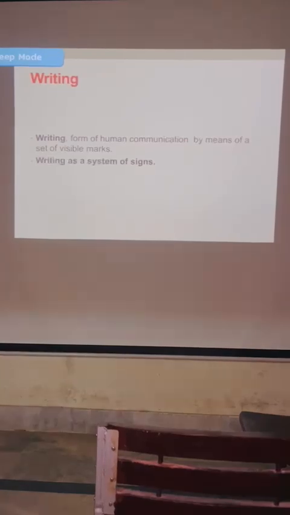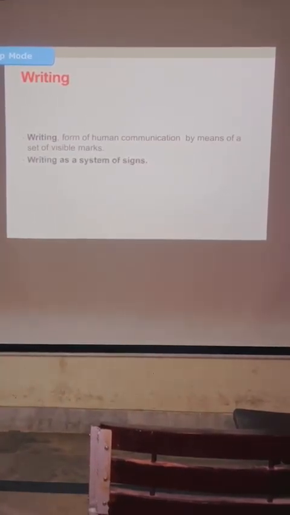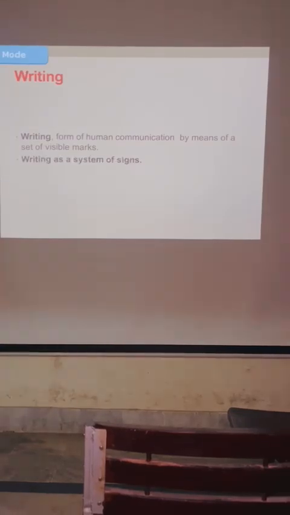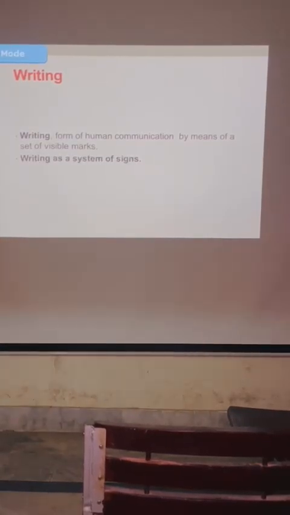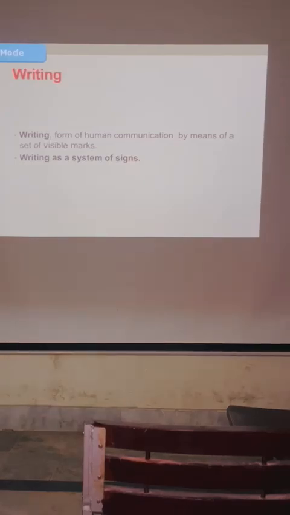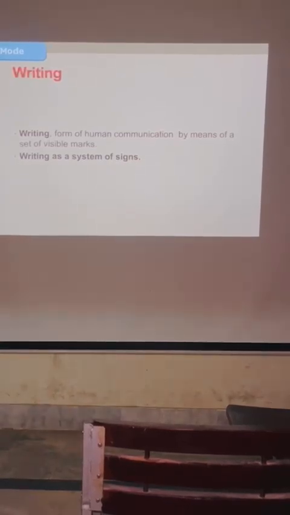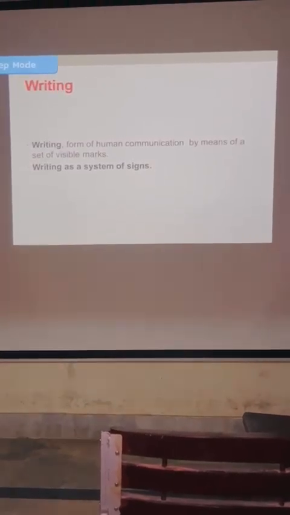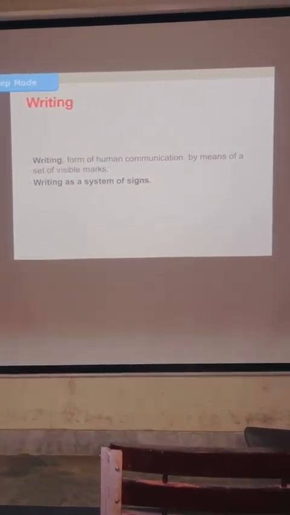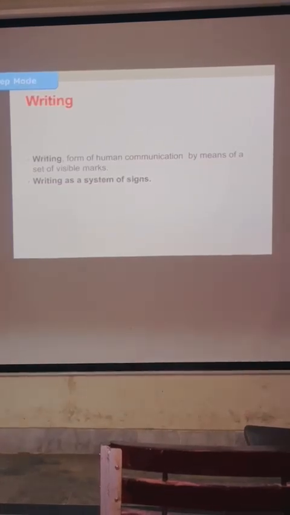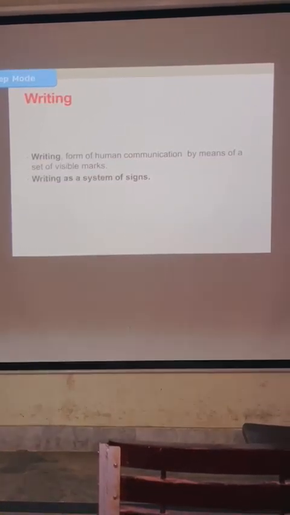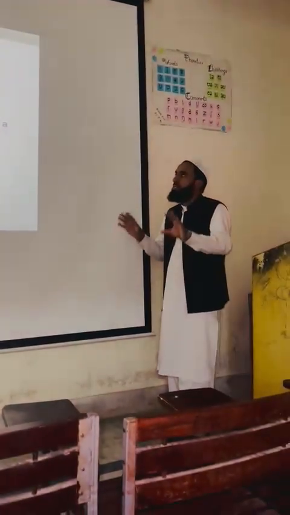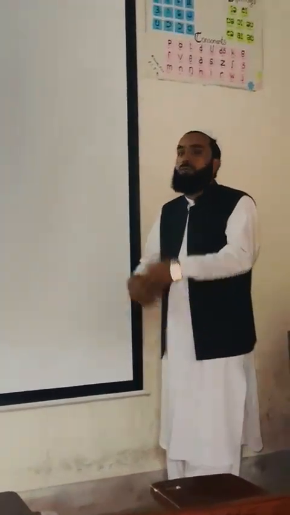So before going to discuss expository writing, firstly, what is writing? Writing is a form of human communication by means of a set of visible marks. So writing is an activity of composition. Writing means to compose something with the help of symbols, signs, words, marks. So writing is a system of signs. We use different signs, different symbols, words to write something, to compose something.